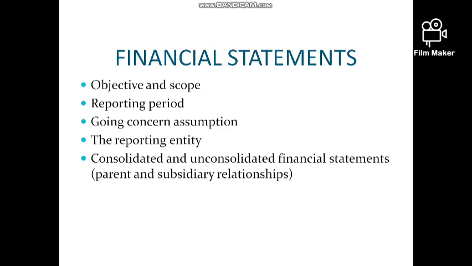So we have objective and scope. The financial statements' objective is to produce financial information that is useful for the economic decision makers. Scope refers to the composition of financial statements, which is the balance sheet, income statement, cash flow statement, and the equity statement. Reporting period refers to our accounting period, whether fiscal period or calendar period. Calendar period is a 12-month period. It starts from January to December. And fiscal period starts with any month and ends with the same month of the next year.